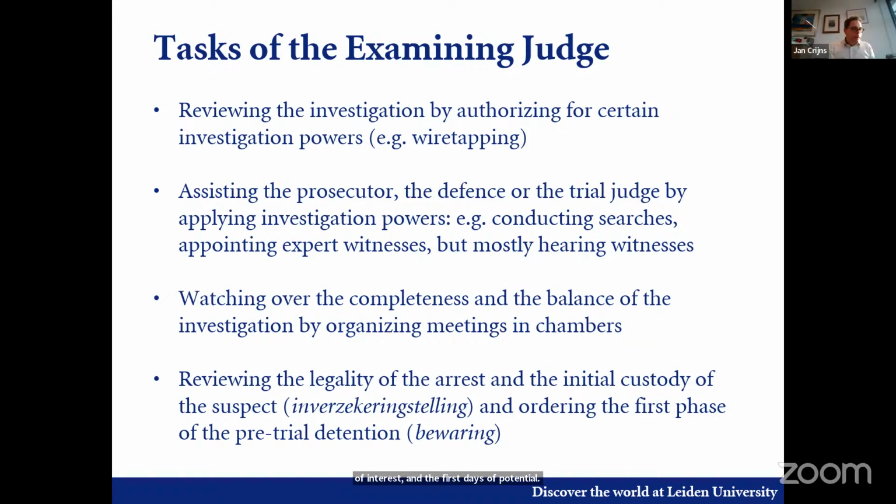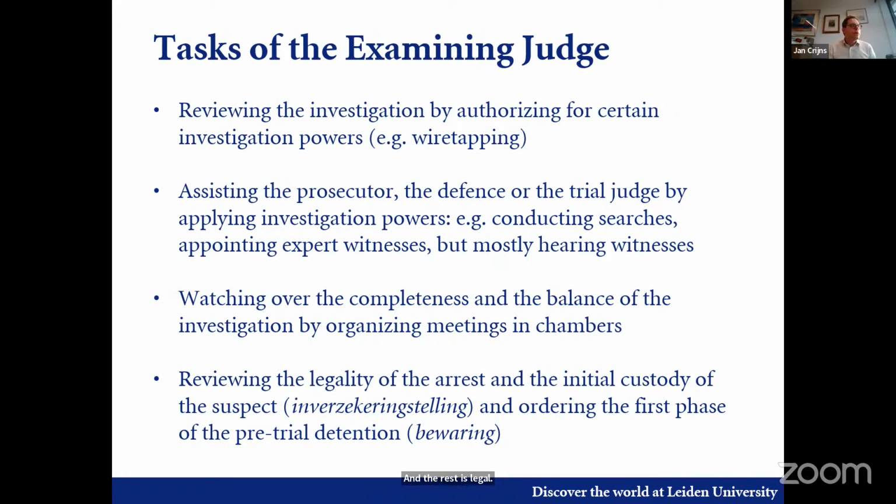And as I said, the examining judge will order the release of the accused when he finds that the arrest or the detention is illegal. For instance, because the suspicion is not strong enough. But the examining judge will also do something else, or may do something else, when he finds that the detention and the arrest is legal.